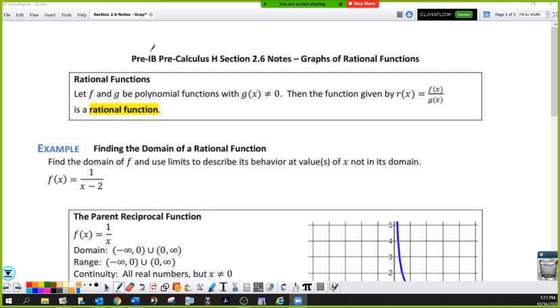Okay, so anyway, graphs of rational functions is what we're going to be doing. And we'll be studying rational functions for the rest of the chapter, talking about solving them, graphing them, using them, all kinds of good stuff. So what is a rational function?